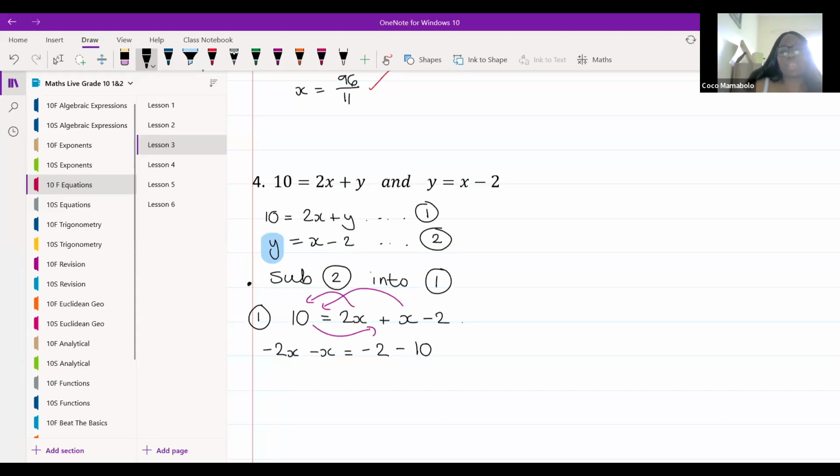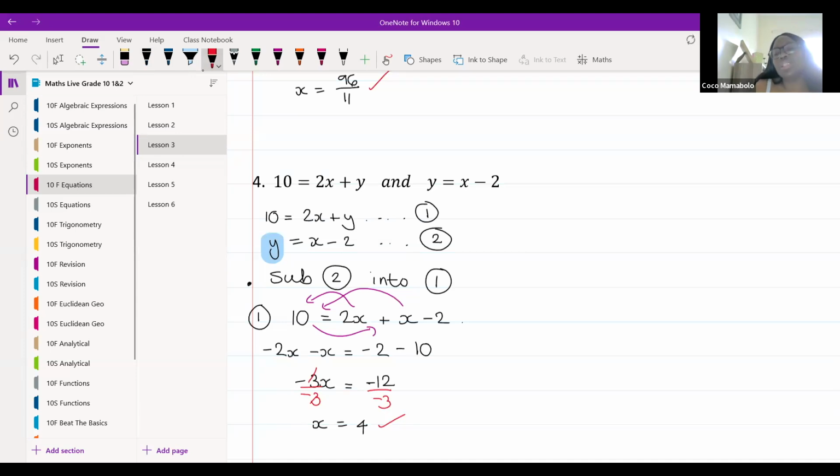So negative 2x minus x will give me negative 3x, and that is equal to negative 2 minus 10, which gives us minus 12. Then we can divide both sides by negative 3, so those two will go away. My answer will then be x is equal to 4. All right, and that's number 1. We're not done.